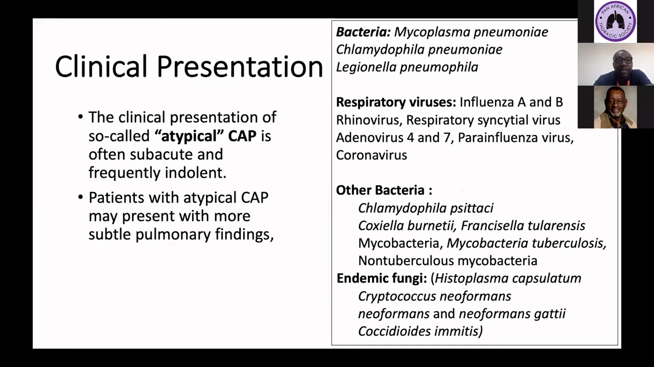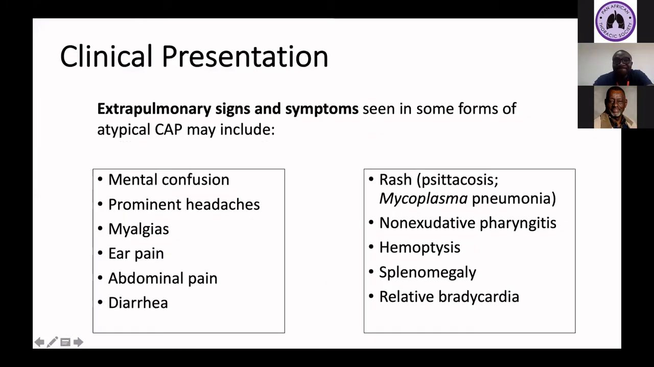The atypical presentation of pneumonia is usually not abrupt. It's usually subacute and frequently indolent. And patients with this atypical CAP present with more subtle pulmonary findings. What are the pathogens involved? We have intracellular bacteria like Mycoplasma, Chlamydophila pneumoniae, and Legionella pneumophila. We also have respiratory viruses like influenza A and B, rhinovirus, respiratory syncytial virus, adenovirus, and coronavirus like the one ongoing worldwide. Some other bacteria are involved, as well as fungi like Histoplasma capsulatum, Cryptococcus neoformans, and Coccidioides.